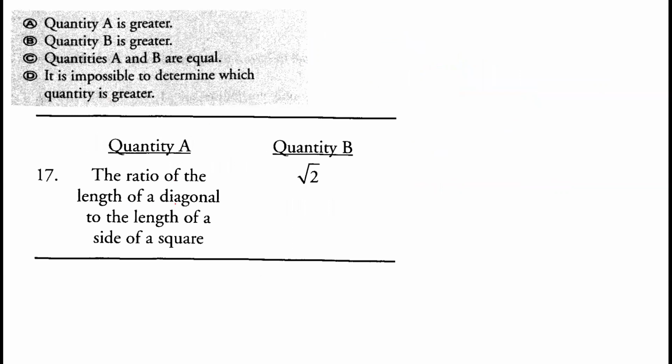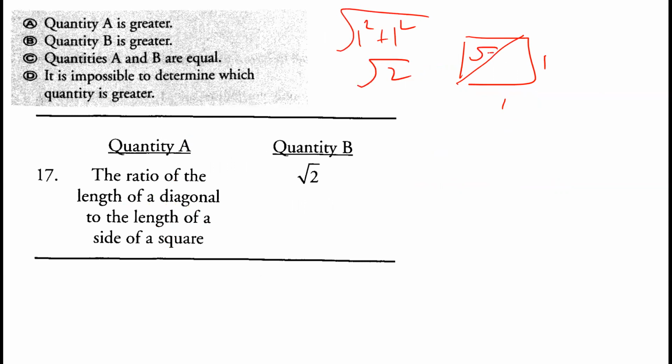Now the ratio of length of diagonal to the length of a side of a square. So we have a square, let's suppose 1 and 1. So the diagonal would be the square root of 1 squared plus 1 squared, that is root 2. So the ratio of the length of diagonal is root 2 over 1. So both of them are equal. So option C is correct.